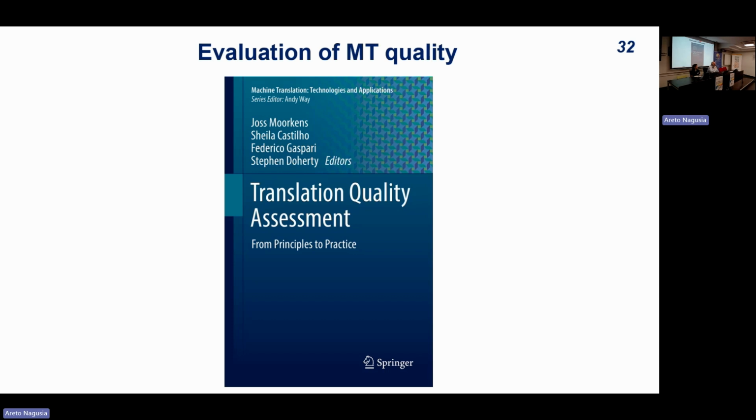And it's a book that I co-edited with 3 colleagues of mine, Joss Morkens, Sheila Castillo, and Stephen Doherty. Back then, all 4 of us were at the Adapt Centre at Dublin City University, and Joss and Sheila are still there. Stephen is now at the University of Western Sydney in Australia. It's a book on translation quality assessment from principles to practice.